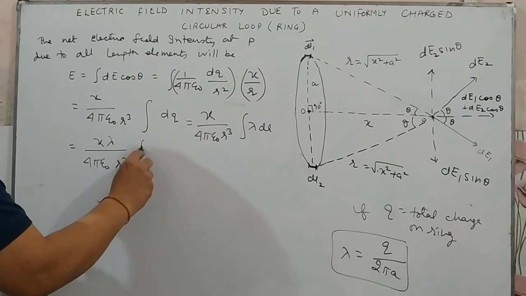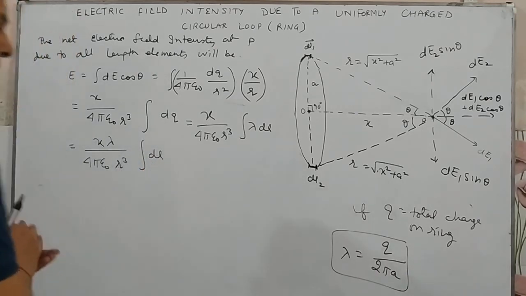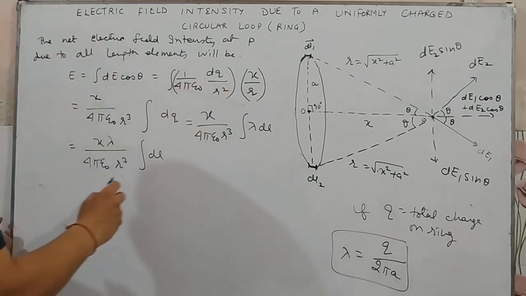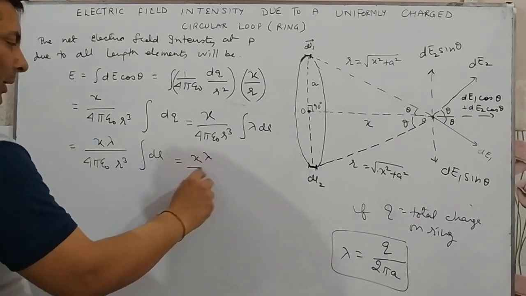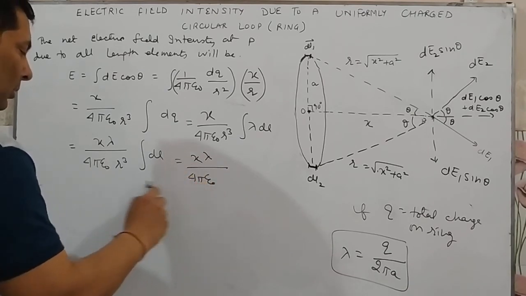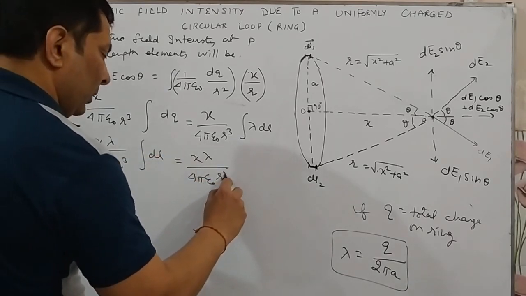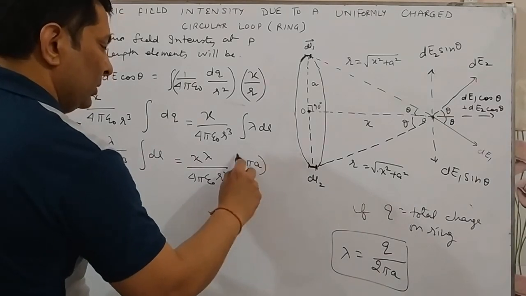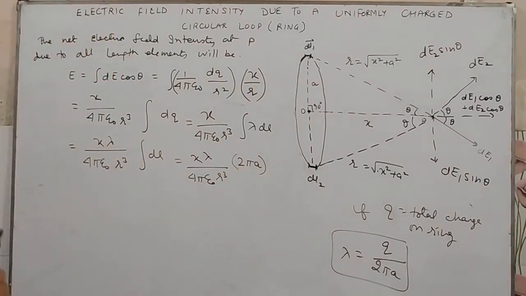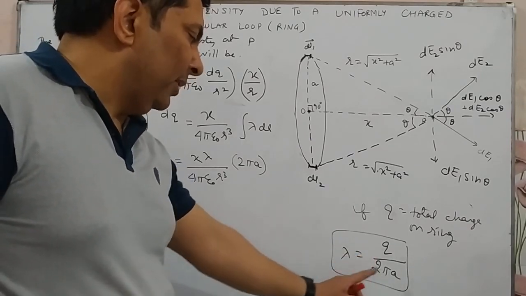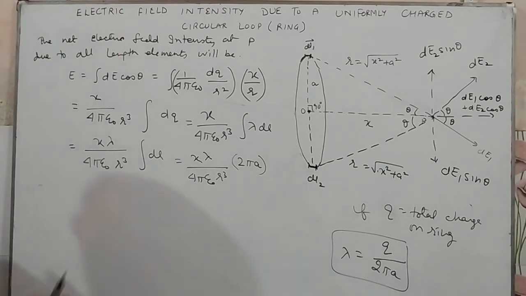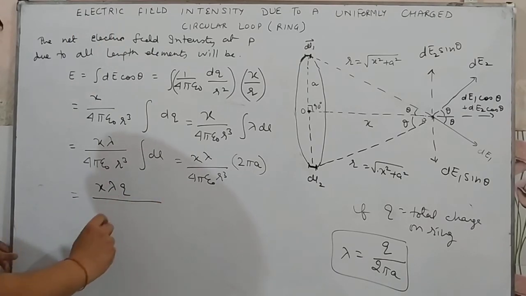Okay, and now we take the integration of dl. Integration of dl means the whole length of the ring, that is equal to x lambda upon 4 pi epsilon naught r cube, and this is 2 pi a. This is the total length of the ring. Now you can see here this lambda is equal to q upon 2 pi a. That means if they are multiplied you get q here. So you put q here. We have x q, 4 pi epsilon naught.